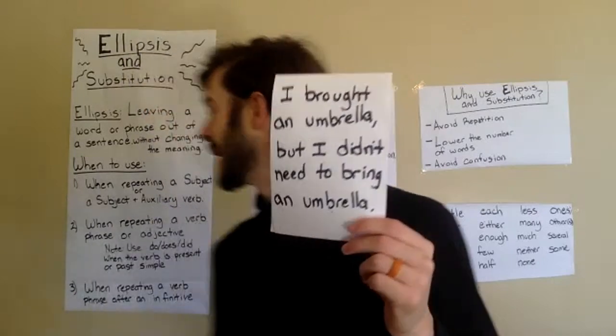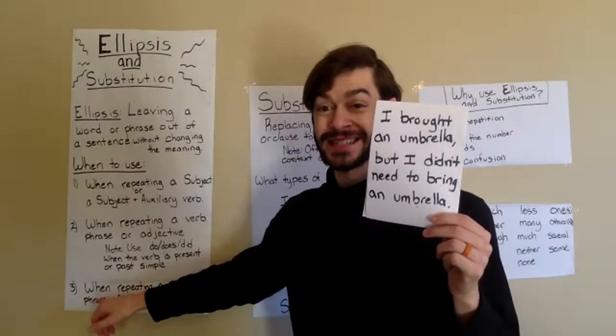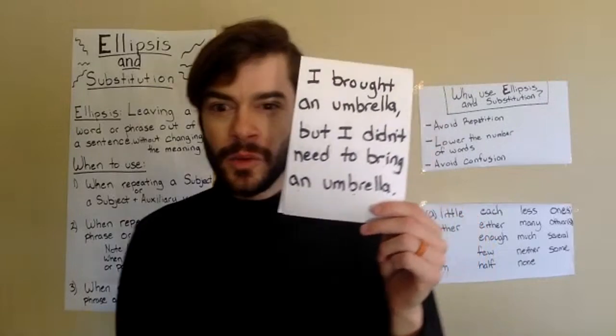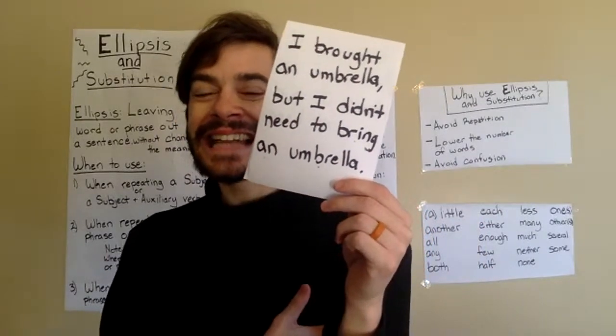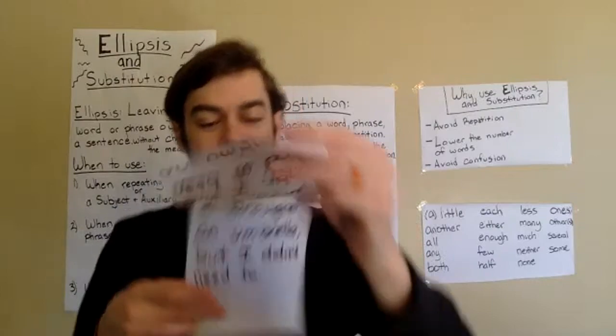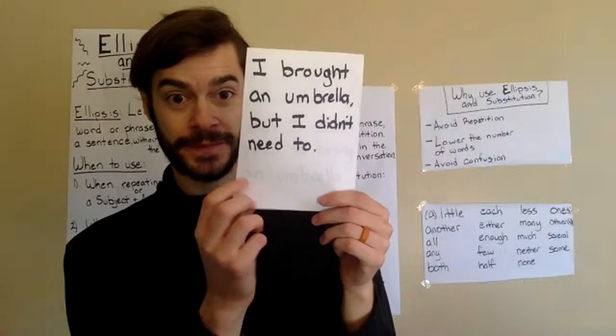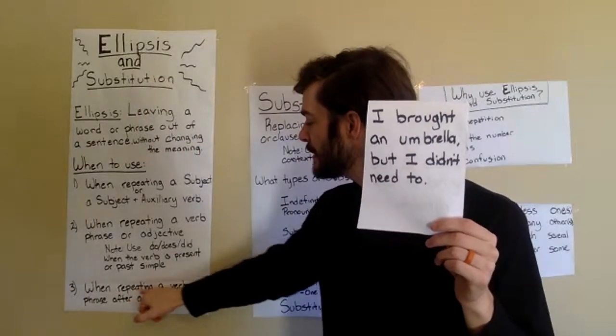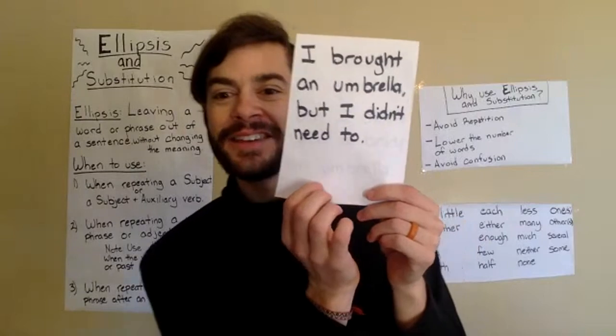All right. I brought an umbrella, but I didn't need to bring an umbrella. Okay, so here we have a repeating verb phrase again. Where is our infinitive here? What can we do? Excellent. I'm seeing, but I did not need to. Very, very good. Excellent. So that sentence becomes, I brought an umbrella, but I didn't need to. See there, we have that repeating verb phrase, and we stop it at the infinitive.